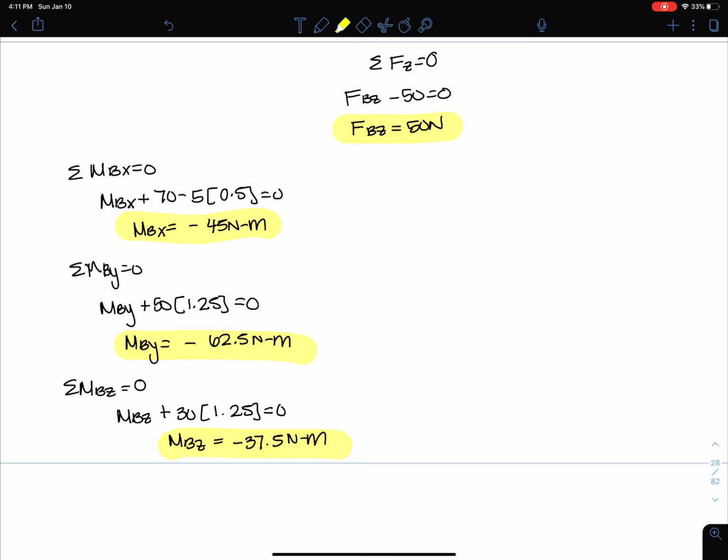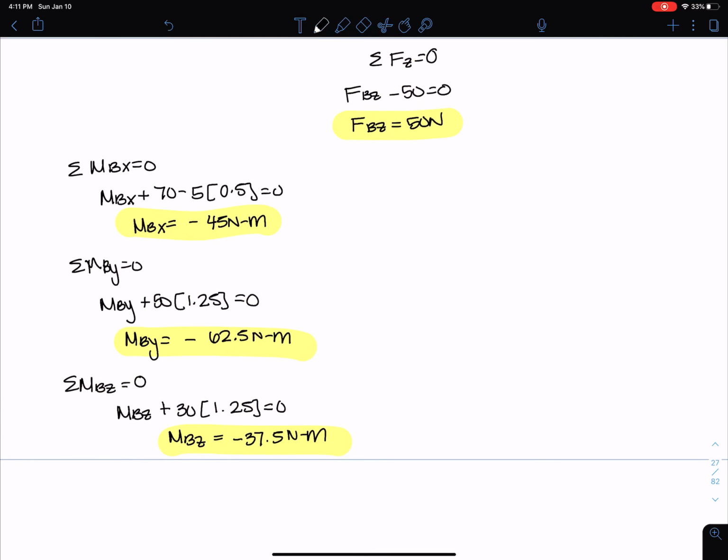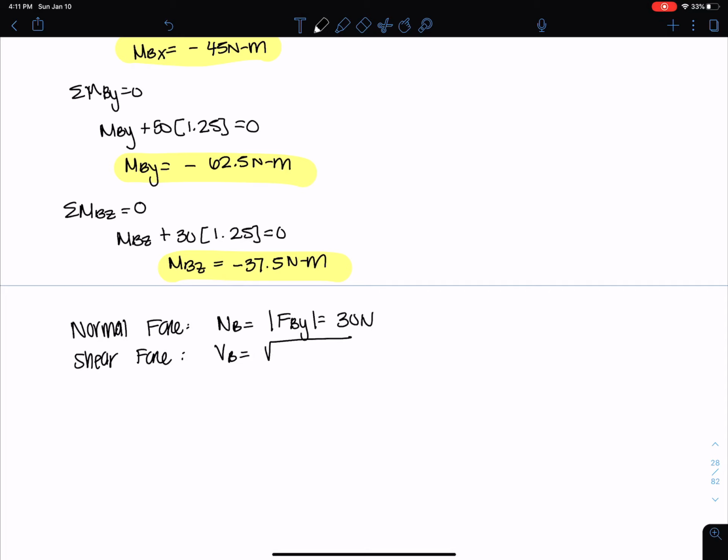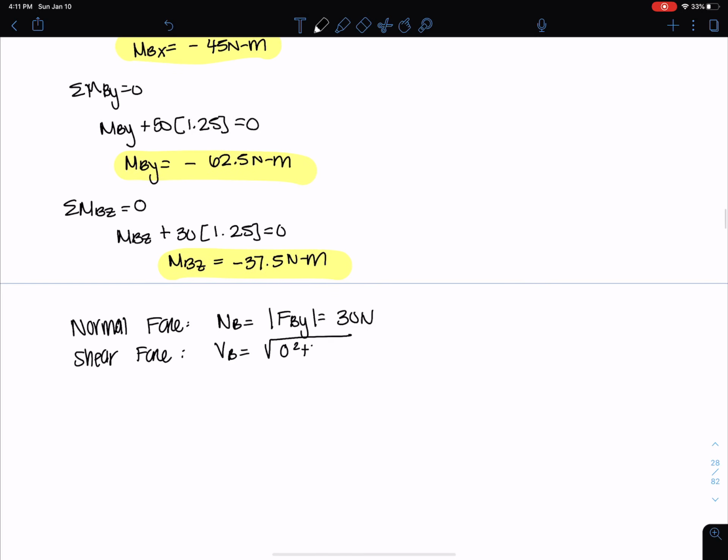Okay, now I can get my resultants. I can get my resultant normal force, which is just my 30 Newtons. Y is the normal direction here. My shear is going to be VB, which is the square root of 0 squared plus 50 squared, which is the x and the z. This is y; this is x and z.